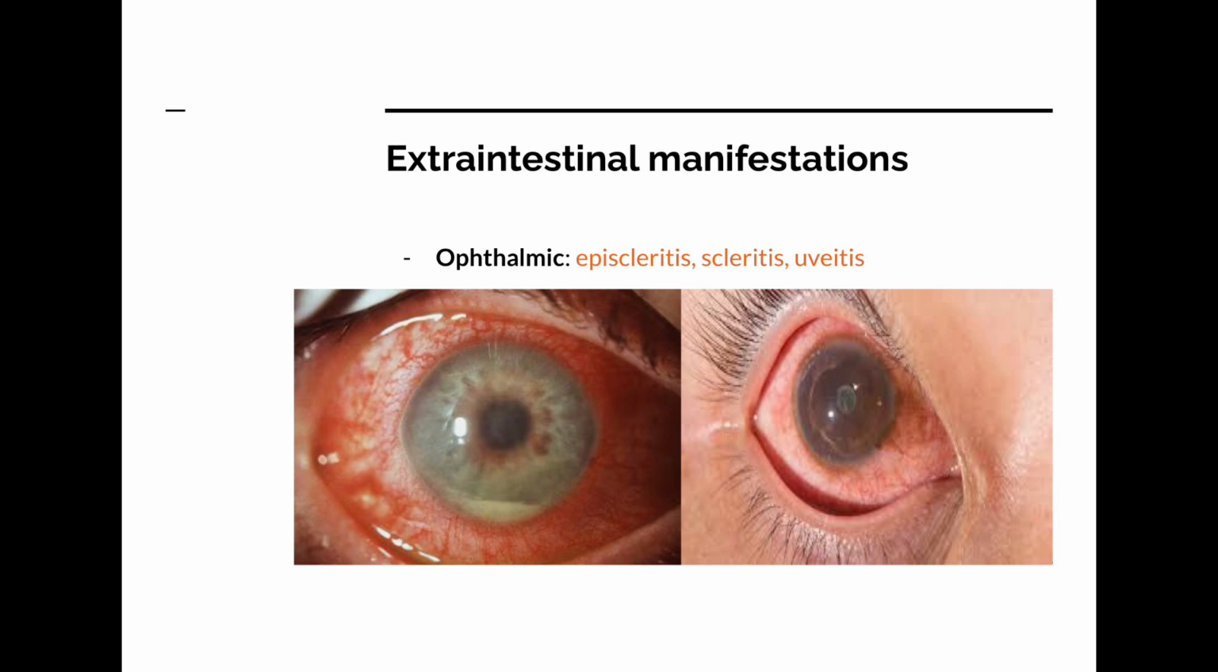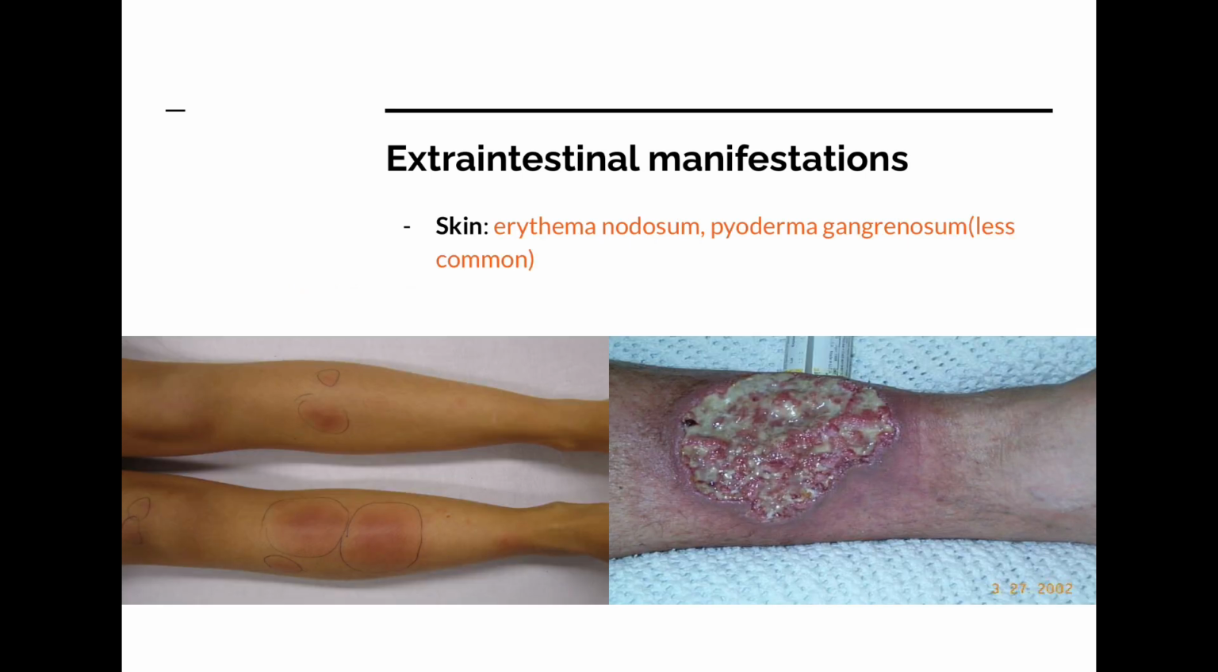In the eyes, it manifests as episcleritis, scleritis, as you can see on the right picture, and uveitis in the picture on the left. You can see the ciliary flush, hypopyon, and the red sclera. These are signs of uveitis. On the skin, it manifests as erythema nodosum, as you can see on this picture, and pyoderma gangrenosum, although less commonly on the right.